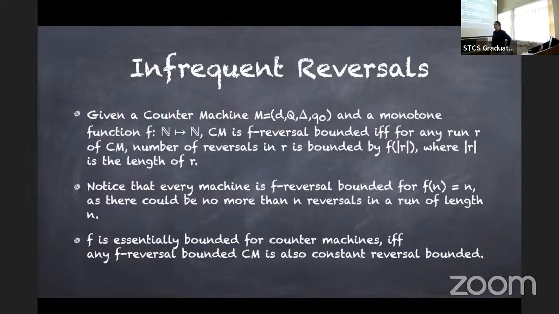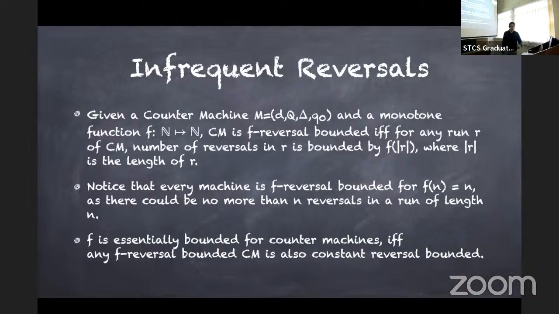What's an example of an f reversal bounded machine where f is sublinear? Where f is sublinear. Okay. We have it. We can do it. With constant? No, not constant. I think when I give you the dichotomy theorem, you will appreciate that.